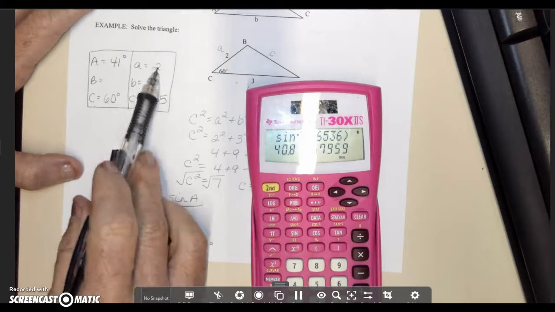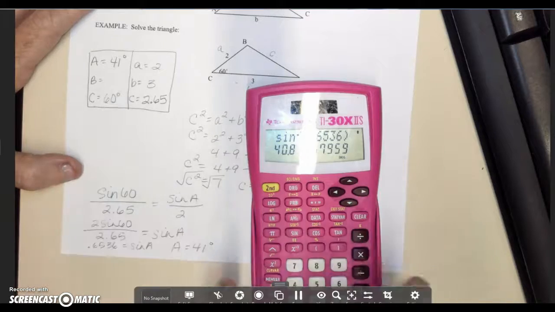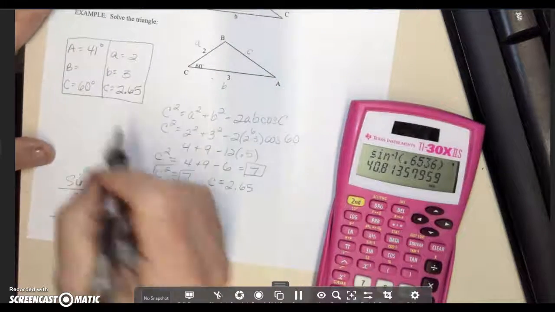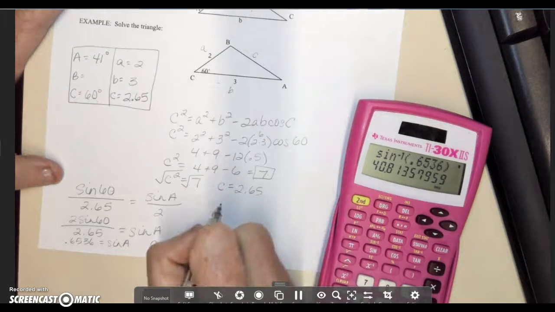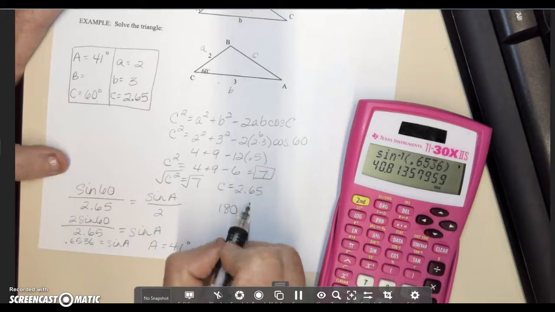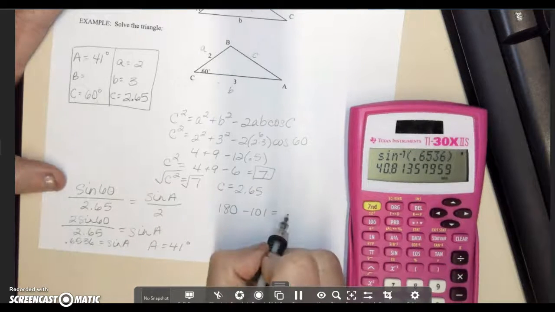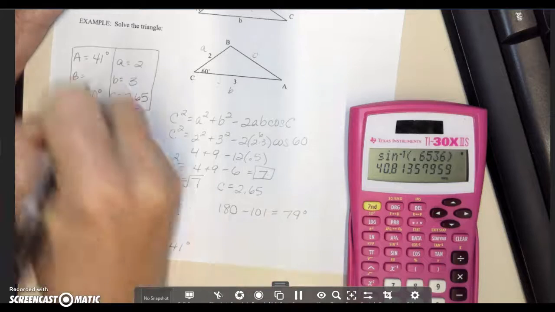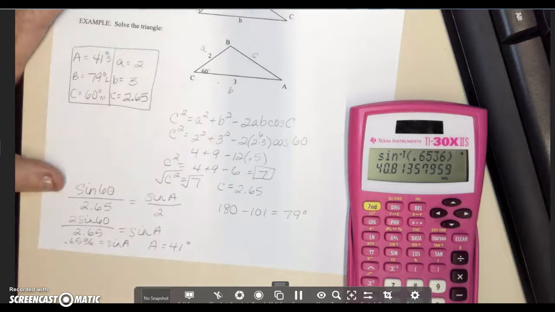So far we're okay because 2 is smaller than 2.65, 41 is smaller than 60, so far our proportions are doing okay. And then now because you have two angles, you can actually just use the property of all angles in a triangle add up to 180, so that last angle should be 79 degrees. So again, this would be my smallest, my medium, and my large.